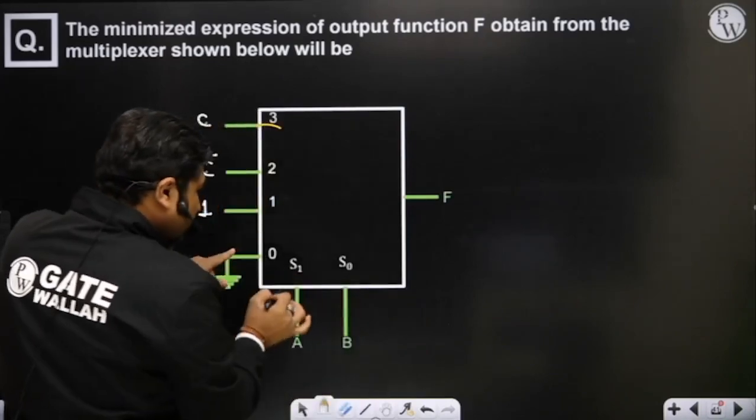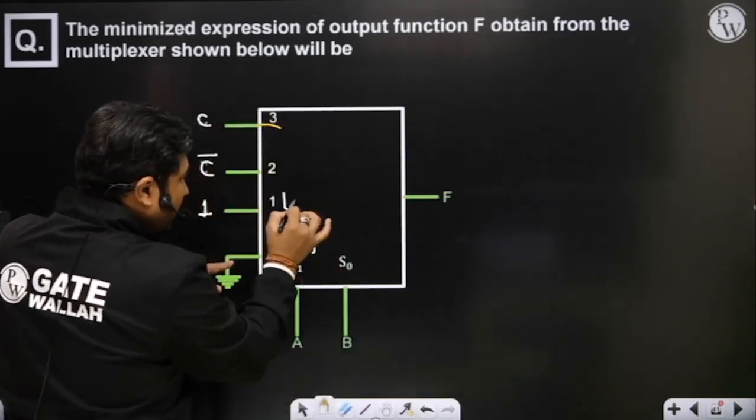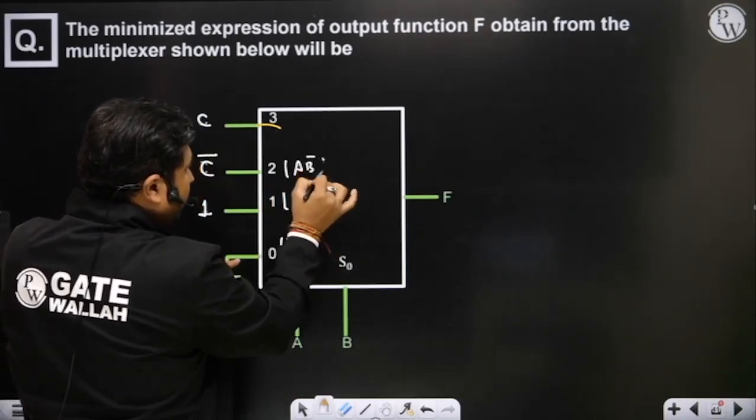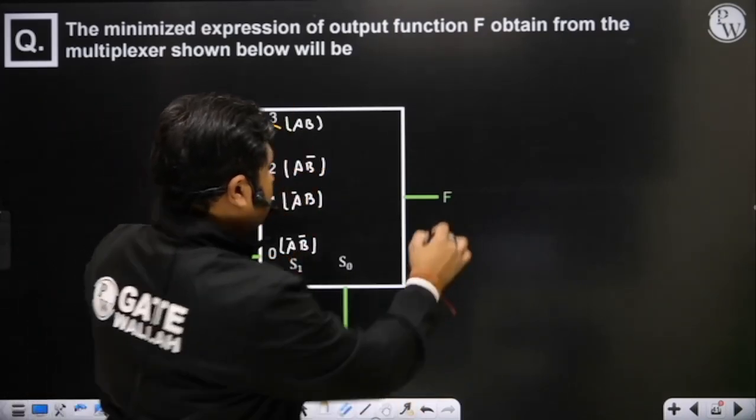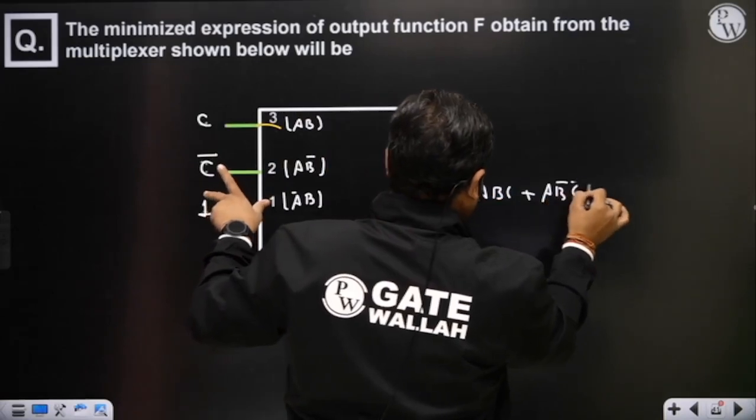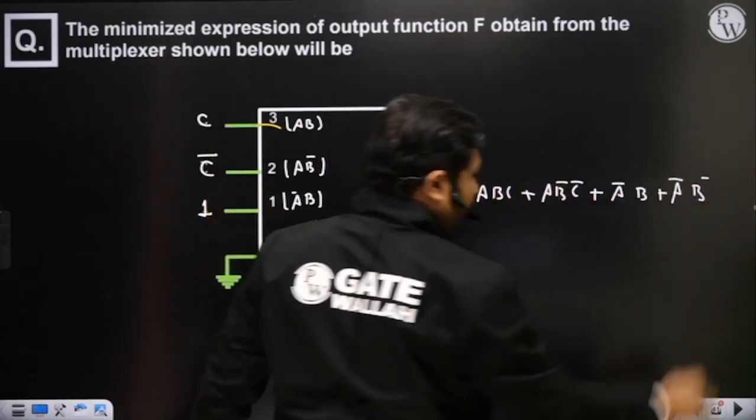Sir, 0 represents here, as per the switching, A bar B bar. As per the switching, this will become A bar B, A B bar, and A B. Is it okay? This is going to be multiplied by C. So we have the function A B C plus A B bar C bar plus A bar B plus A bar B bar.